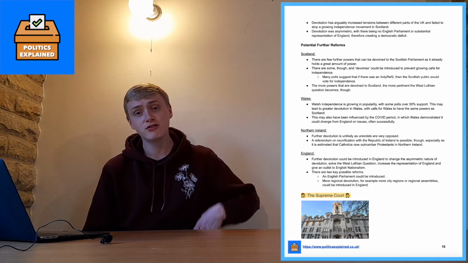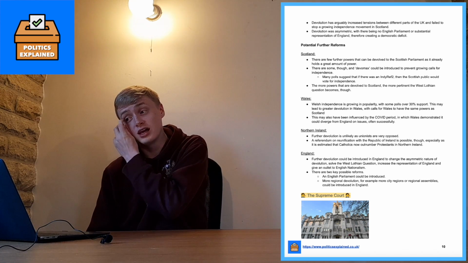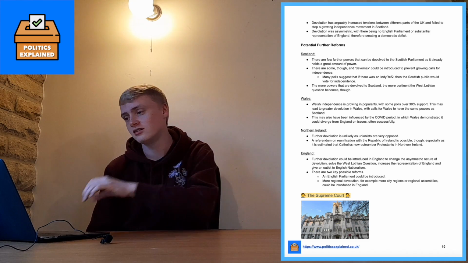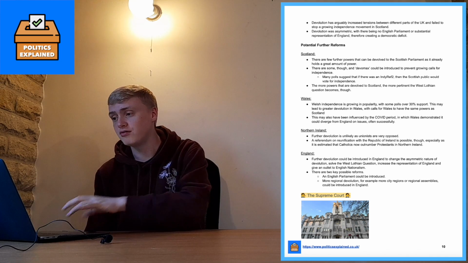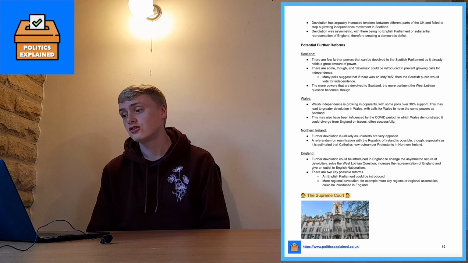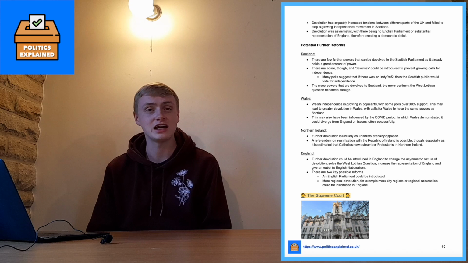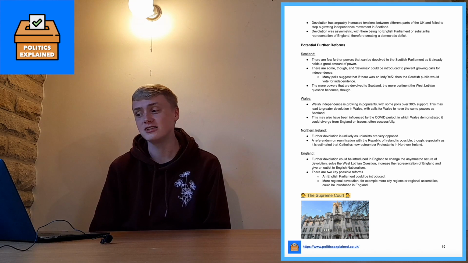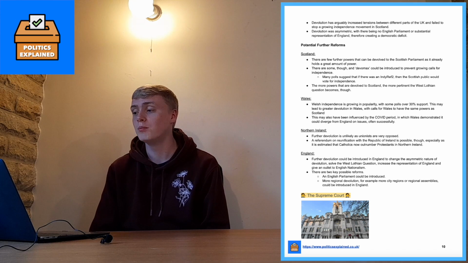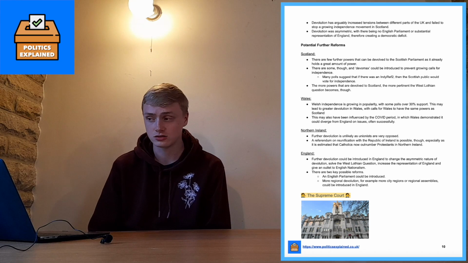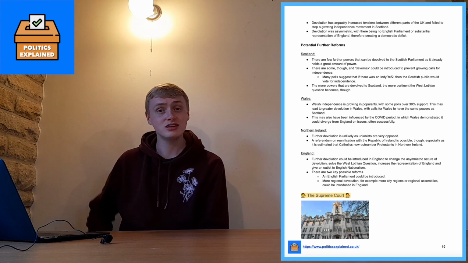And finally, the key point for further devolution is for England, and the devolution video goes into a lot more detail in relation to this, but further devolution could be introduced in England to change the asymmetric nature of devolution, solve the West Lothian question, increase the representation of England and give an outlet to English nationalism. There are two key possible reforms which I look at in that video. An English Parliament could be introduced, or more regional devolution. For example, city regions and regional assemblies could be introduced in England. So yeah, that's everything in terms of devolution for this video.